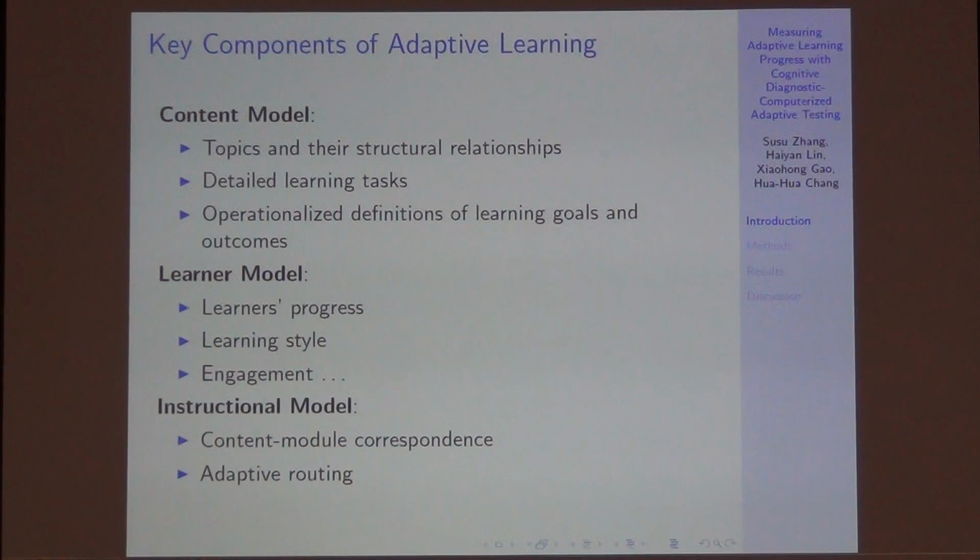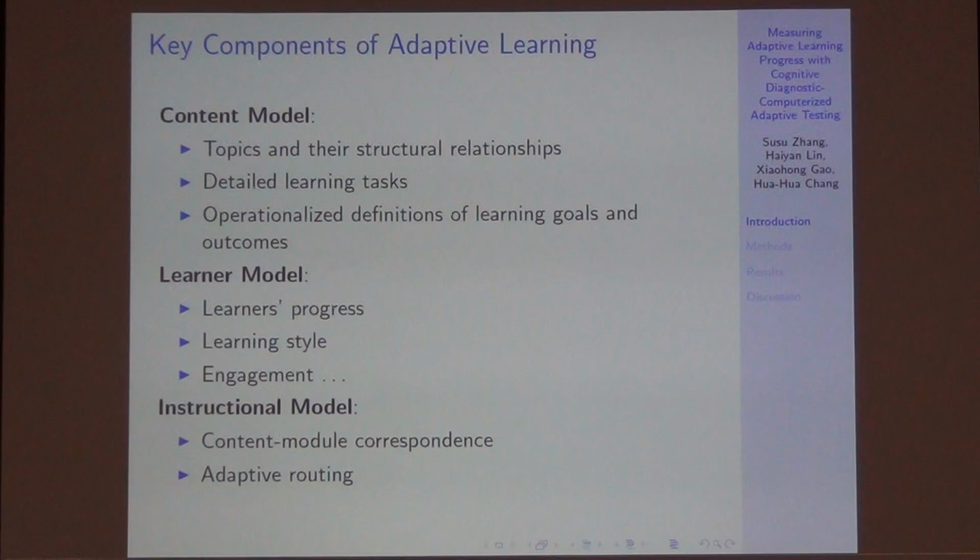And lastly, we have the instructional model, which actually has the content and the module correspondence. This is the thing that connects the learners to the contents of the course. So in this part, it includes which are the available learning materials and how do they correspond to the skills in the curriculum. And also the adaptive routing rule, which is based on how the student is doing. How do we assign him or her to the next content?